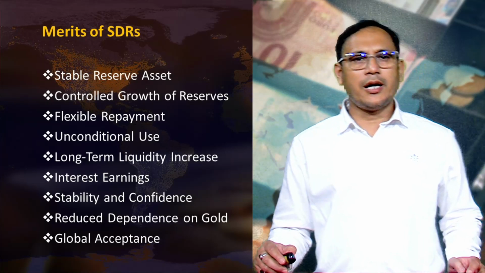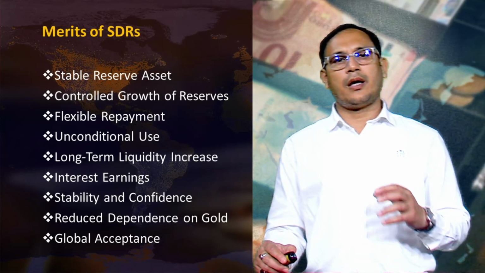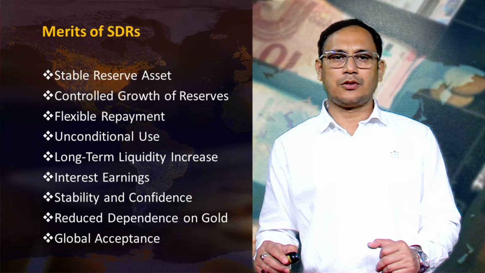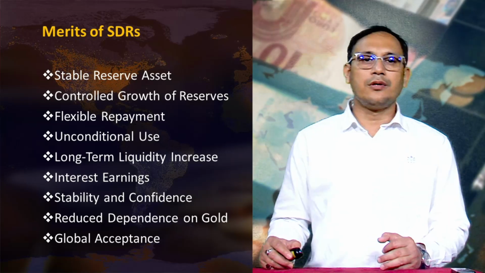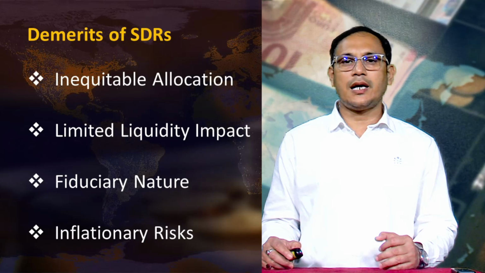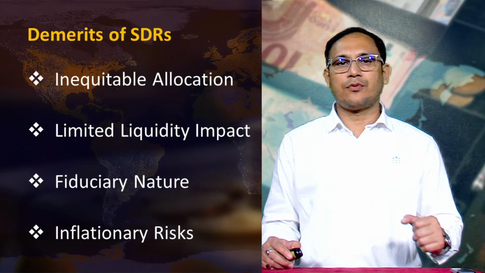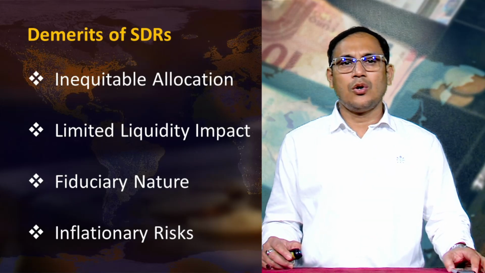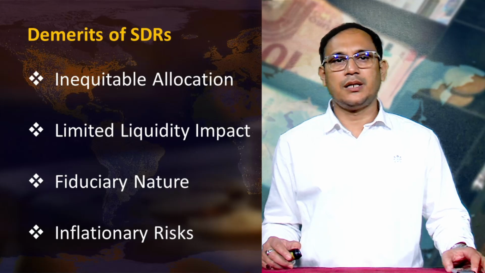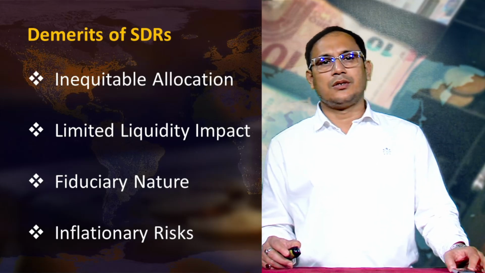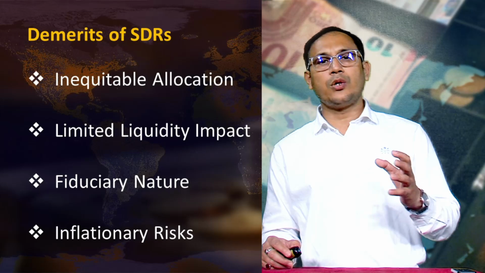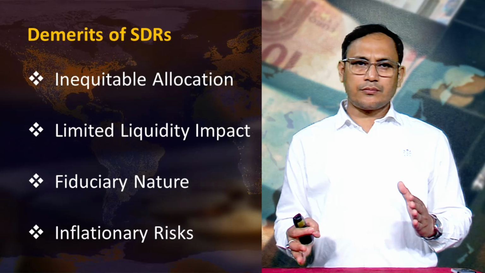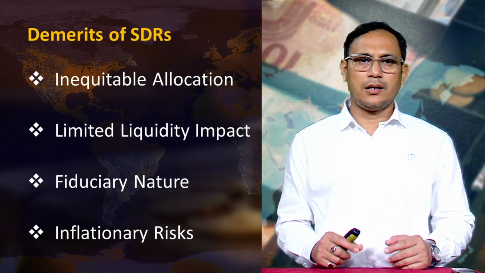Now, since we are talking about the merits of SDR, and SDR has lots of advantages, there are some demerits of SDR also. One such demerit is inequitable allocation. SDRs are distributed based on IMF quotas, so obviously it favors developed countries over those with higher financial need. So that is one of the demerits of special drawing rights. It is inequitable allocation, because allocations are not equal among the countries.